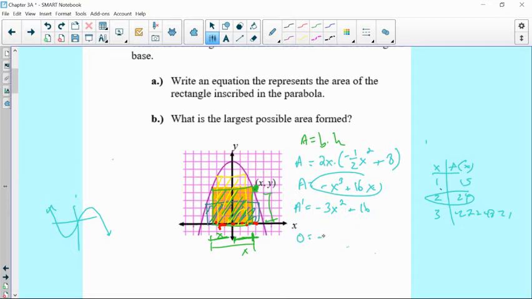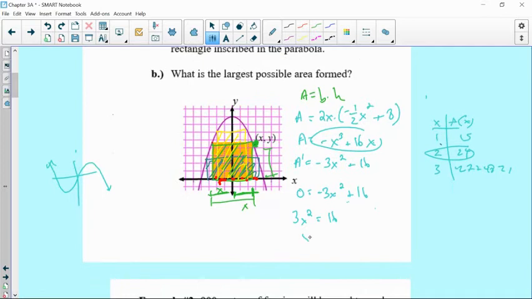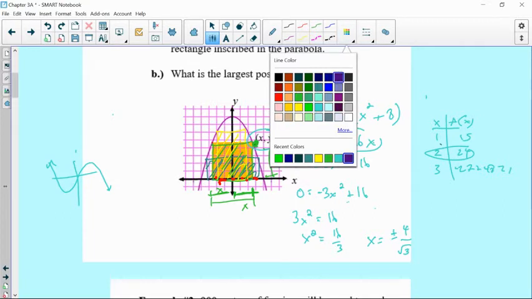So we set it equal to 0 and we solve. Let's add 3x squared over. So 3x squared equals 16, and then we divide by 3. So x squared is equal to 16 thirds. Then x would equal, technically, plus or minus the square root of 16, which is 4, over the square root of 3. But since we're in the first quadrant, we know our x would have a positive value. So we know that our x is going to equal 4 over root 3.